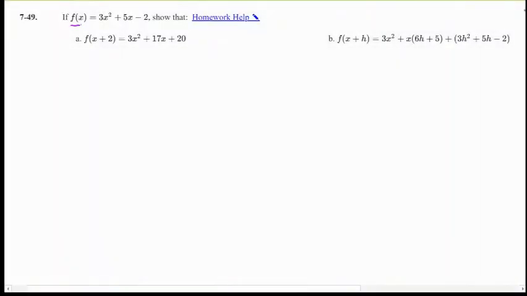Here we are given a function f of x, and we are asked to prove a couple equations are true. So the first one is f of x plus 2 is equal to this string of numbers here. To prove that, I'm going to actually plug in x plus 2 into f of x. So rewritten, that would be 3 times (x plus 2) squared plus 5 times (x plus 2) minus 2.